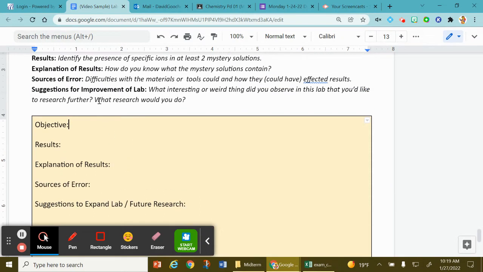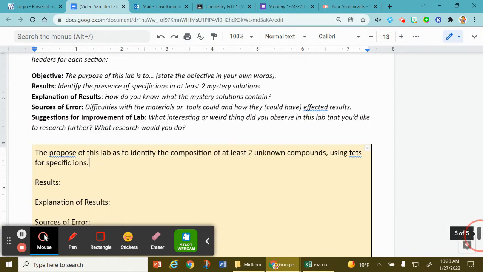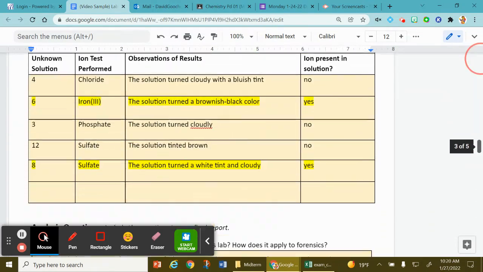So anyways, the objective of your lab was simple. The purpose of this lab was to identify the composition of at least 2 unknown compounds using tests for specific ions. Rewrite that however you want, guys, but the objective of this lab was written right here at the very top: identify the presence of certain ions in at least 2 mystery solutions. That is your objective. That gets you your first point.